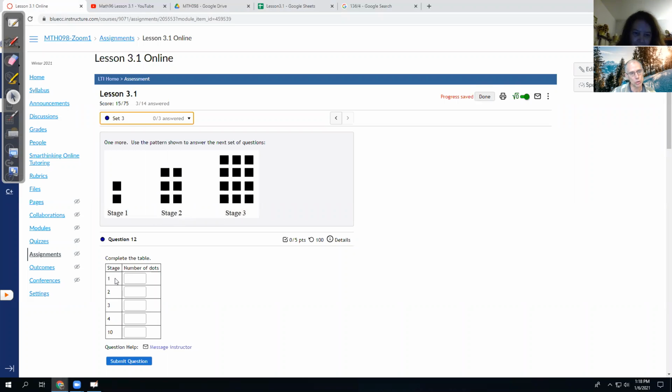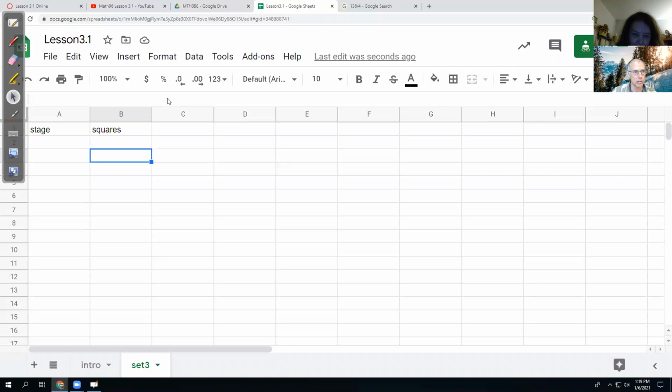So the pattern I'm looking at is this one right here. And I want to use a spreadsheet to help me build this table right here so I can get up to the 10th stage. And a spreadsheet is a calculator, so it's going to be a fun thing to do. So the stages I have to work with are 1, 2, 3, 4, and then we're going to jump over to the 10th stage.